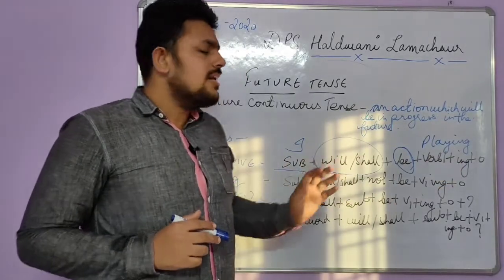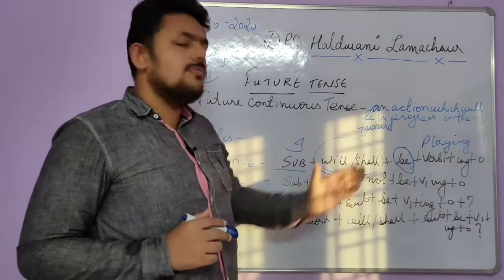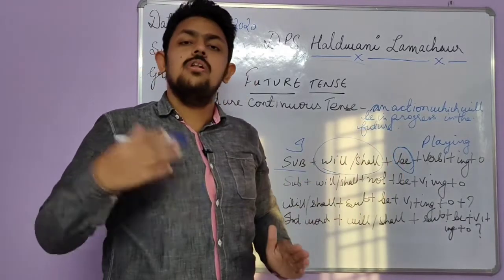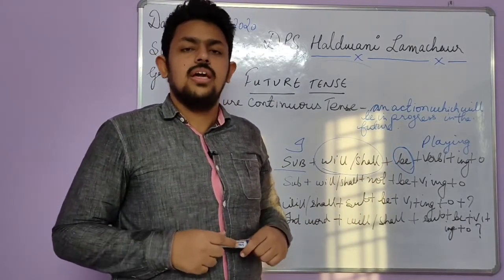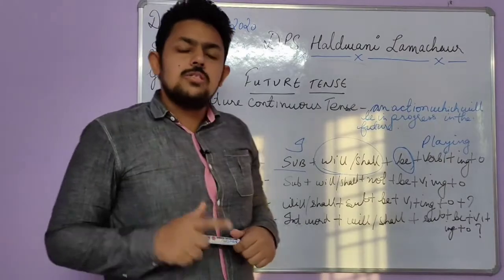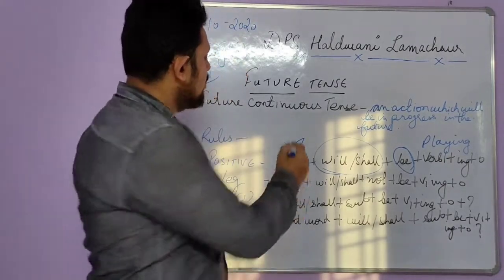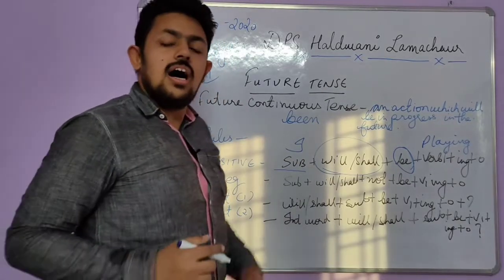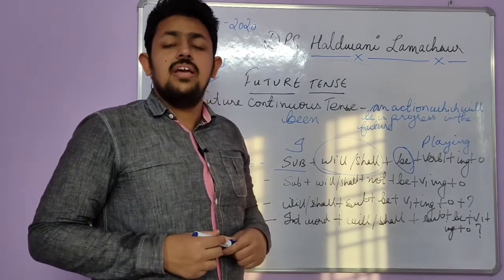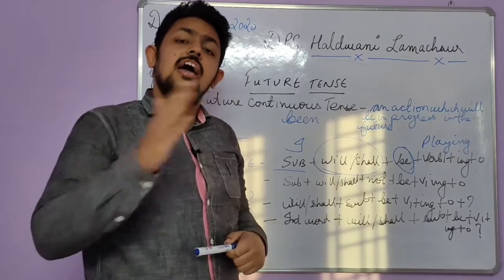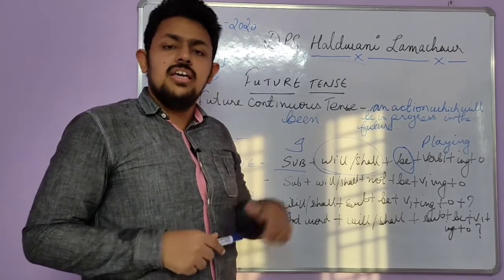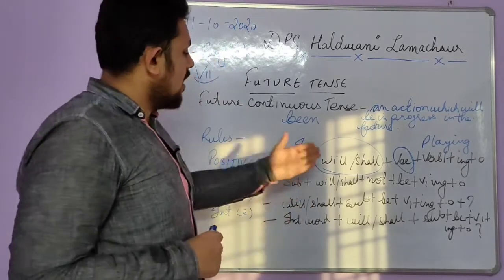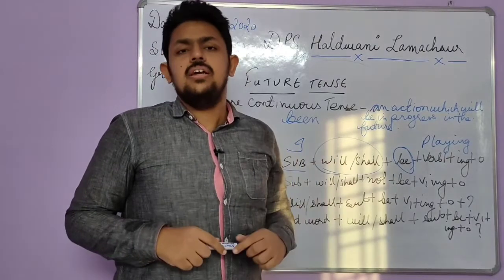ing form, and in future tense we put with the continuous be. I will be playing cricket. And in the past, what was the difference? In place of be, it was been. I have been playing cricket. Means in past, I have been playing cricket. He has been playing cricket. I will be playing cricket.